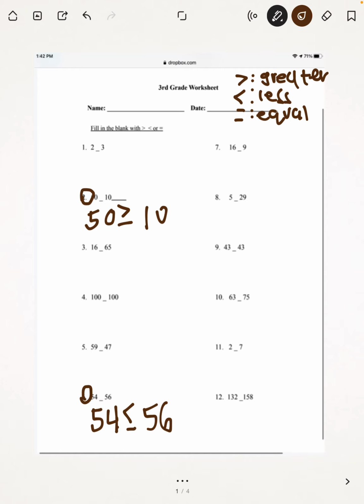Next, we're going to be doing number 9. 43 blank 43. Is 43 a greater number than 43? Is it a smaller number, or is it the same number? And 43 and 43 are the same number, so it's going to be an equal sign.